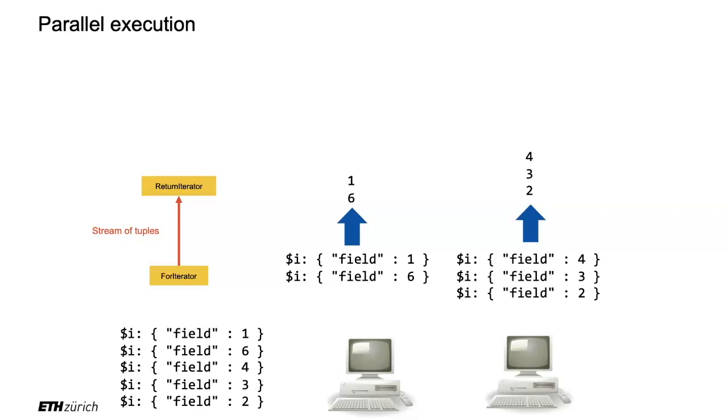Who has heard of merge sort? Can you imagine parallelizing merge sort? I see a lot of hands raised. So it's basically merge sort. You can do it in parallel, but you cannot stream. This is the one thing.